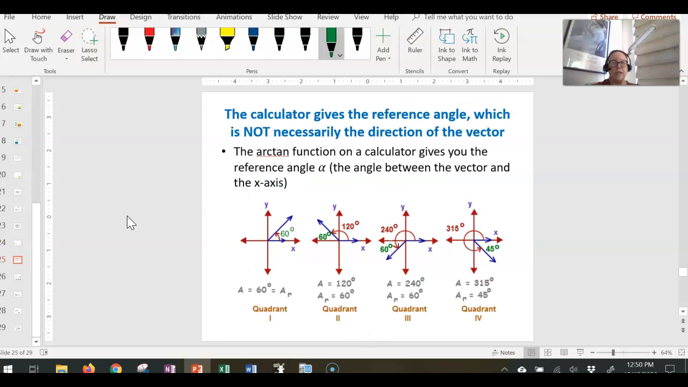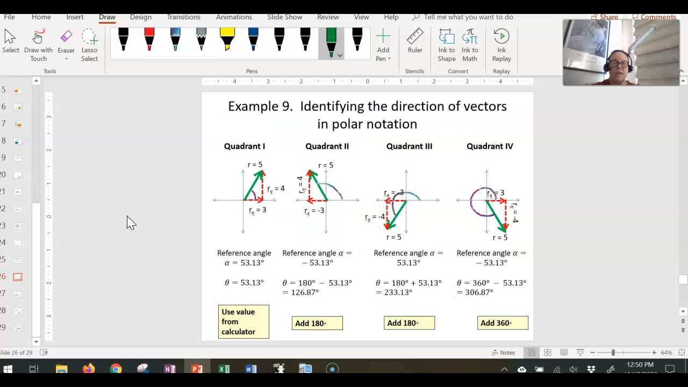Your calculator gives you the reference angle, which is not necessarily the direction of the vector. That arctan function doesn't really know if the x is positive or negative, or the y is positive or negative, and so therefore it's only able to give us the reference angle, and we have to adjust that accordingly. Now, if your vector does point in quadrant 1, then no adjustment is necessary. Just use the value from the calculator.